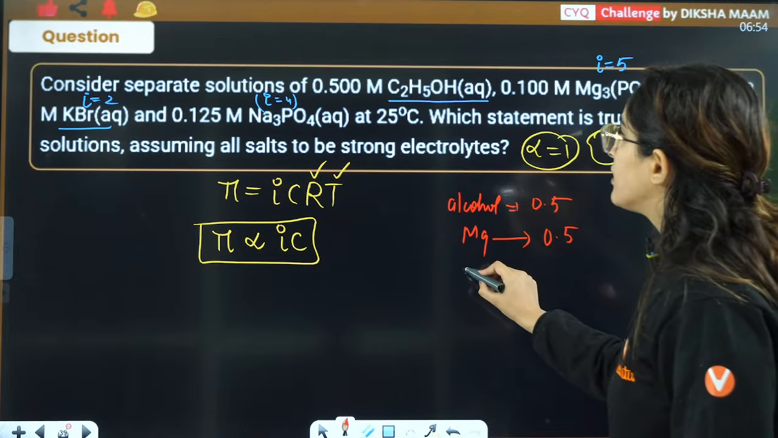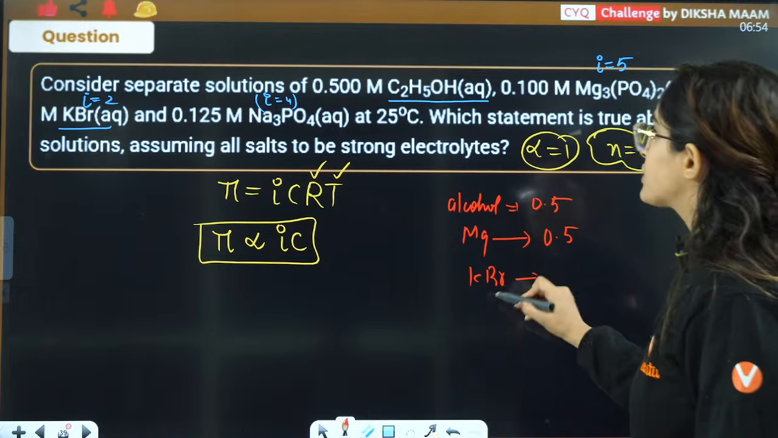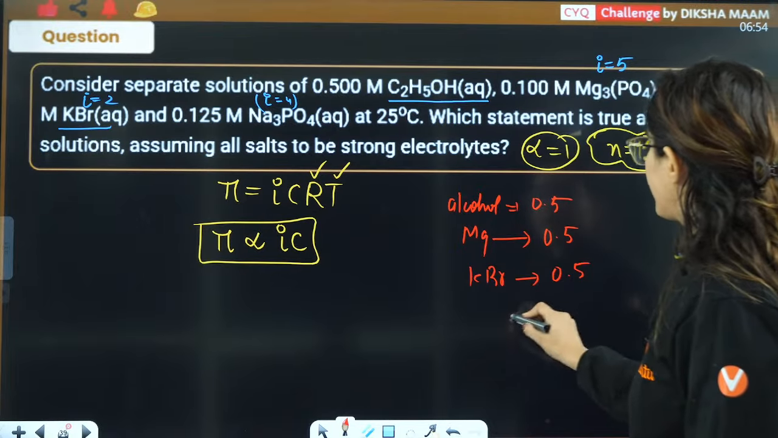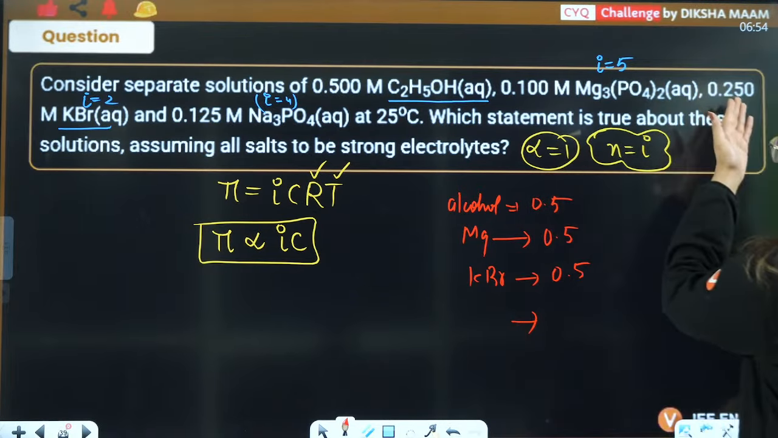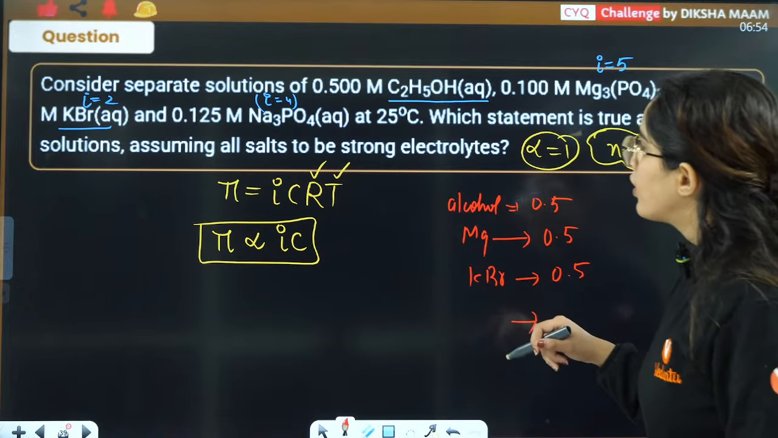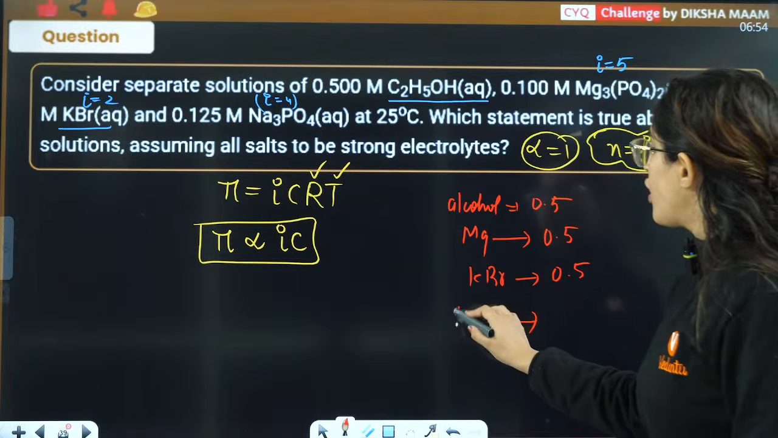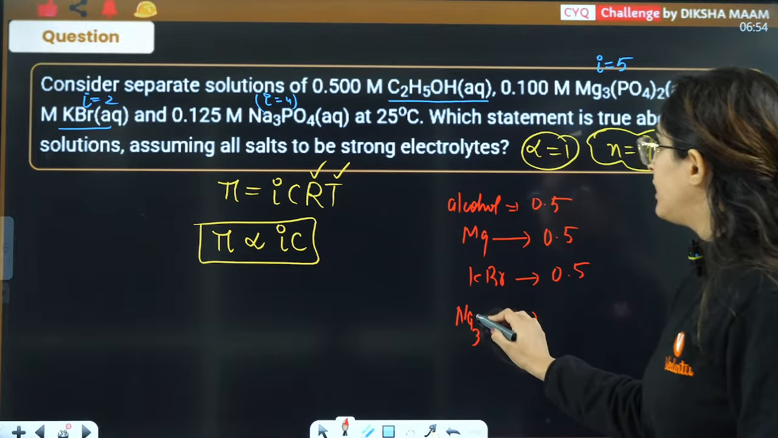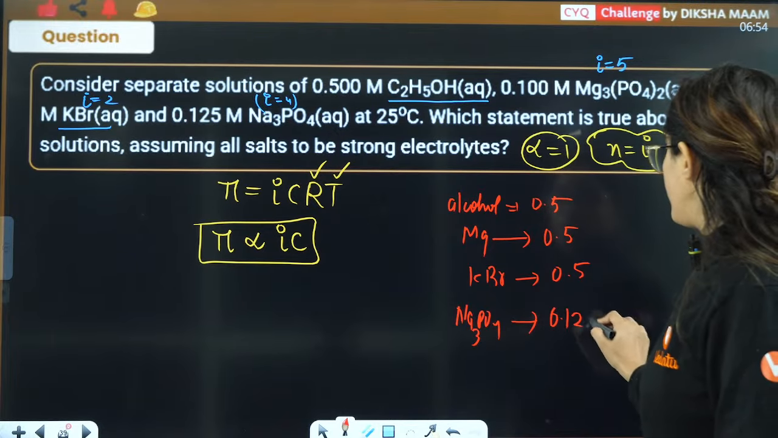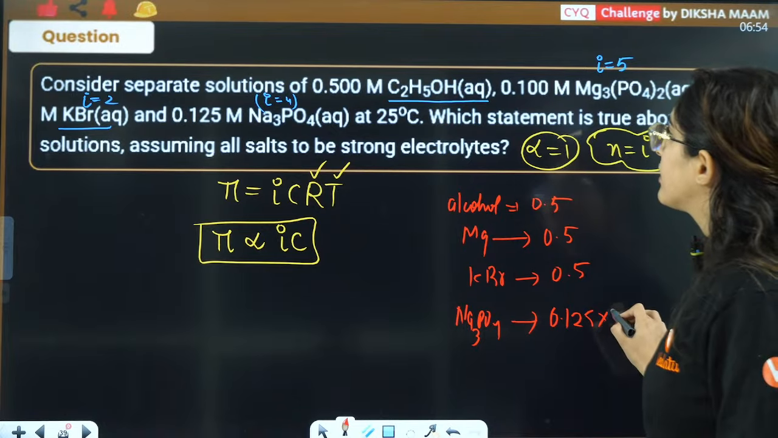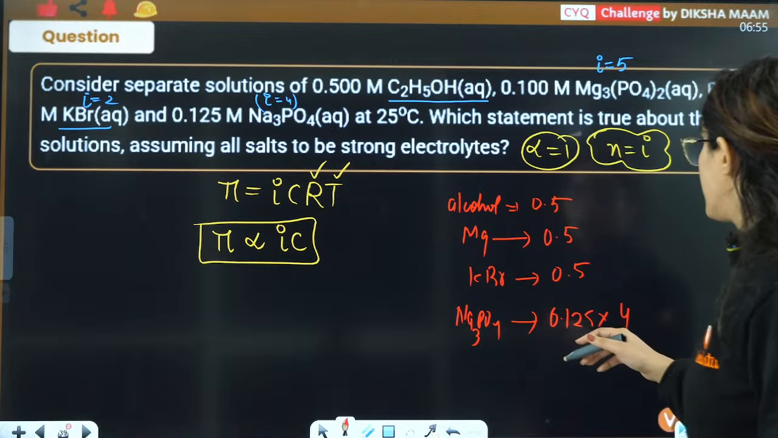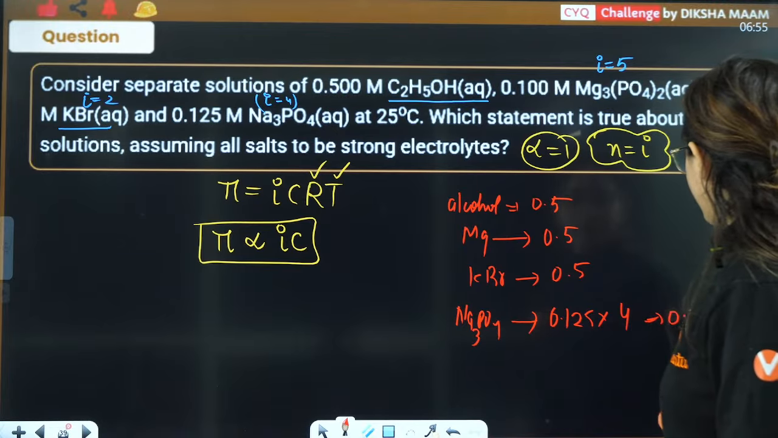This will be for KBr, it is going to be 2 into this. 2 into 0.25 is nothing but 0.5, na? So this is into 4. So for Na3PO4, it is going to be 0.125 multiplied by 4. So 4 times, if you put, that is also going to be 0.5, right?